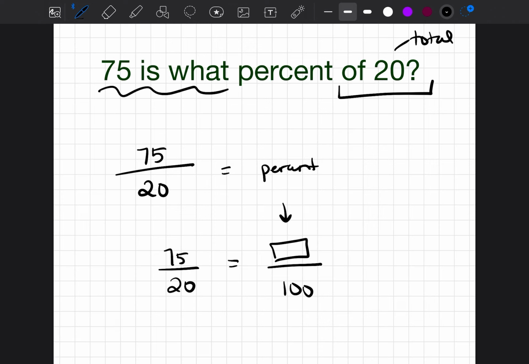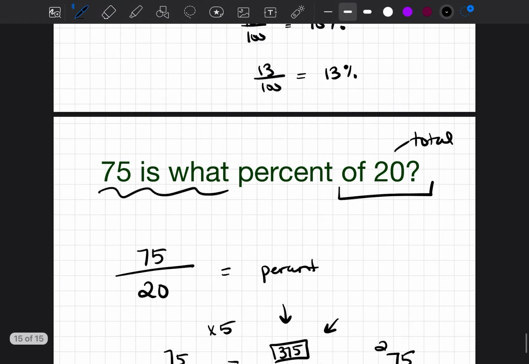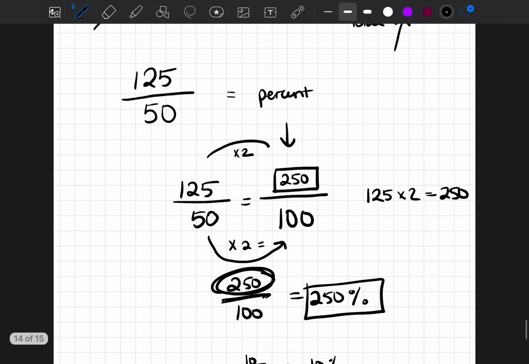Again, whatever you do to the bottom, you do to the top, and vice versa. So 20 times blank equals 100. 20 times 5 equals 100. So 75 times 5 would be the missing number on top. 5 times 5 is 25. 7 times 5 is 35, plus 2 is 37. So it would be 375. 375 over 100, what would that be as a percent? It would be 375%.